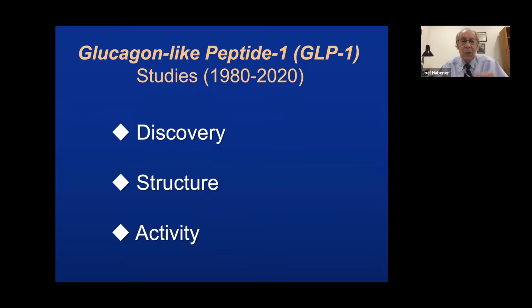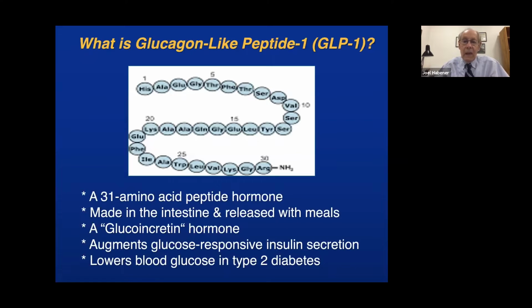First of all, we have to ask the question, what is GLP-1? Shown here is the structure of the peptide hormone. It's 30 amino acids in length. It's made in the intestine and released with meals, and it goes under the terminology of a gluco-incretin hormone. Its function is to augment glucose-responsive insulin secretion and lower blood glucose in type 2 diabetes.